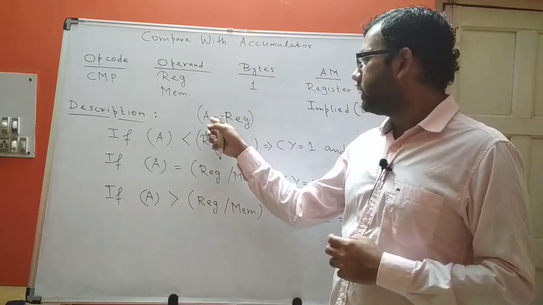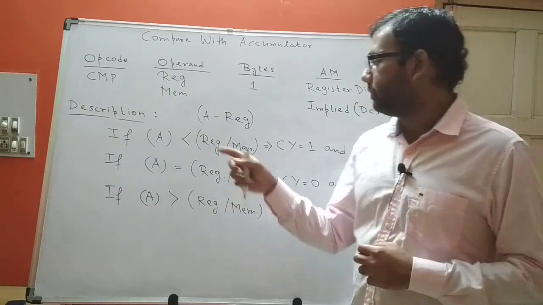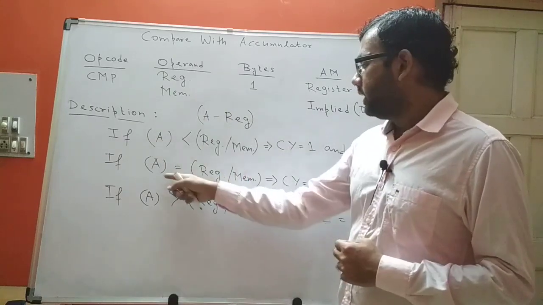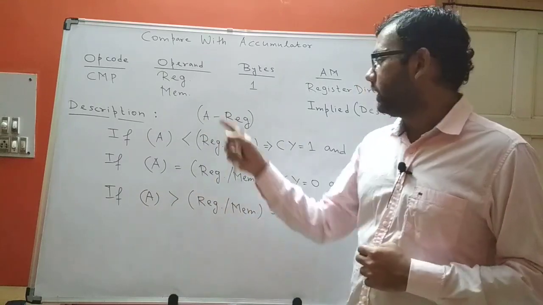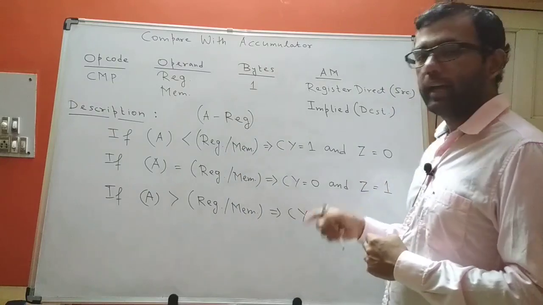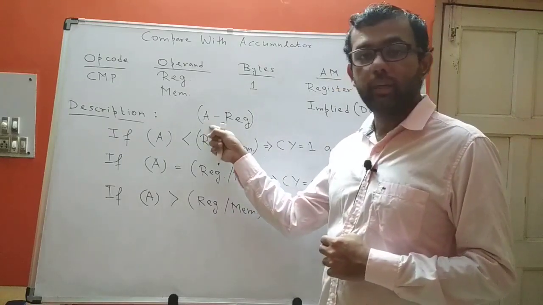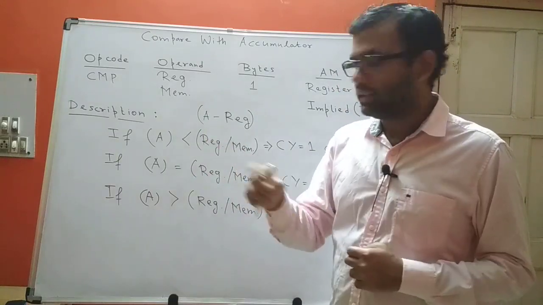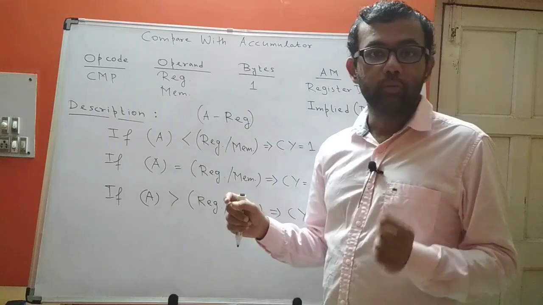Now, if the content of the accumulator and the content of the register happen to be the same, then when you perform the subtraction operation, the result will be 0. Now, if the result is 0, then your 0 flag will definitely be set, and your carry flag will again remain reset. Now, if the content of the accumulator happens to be smaller than the content of the register, then the carry flag will be set.